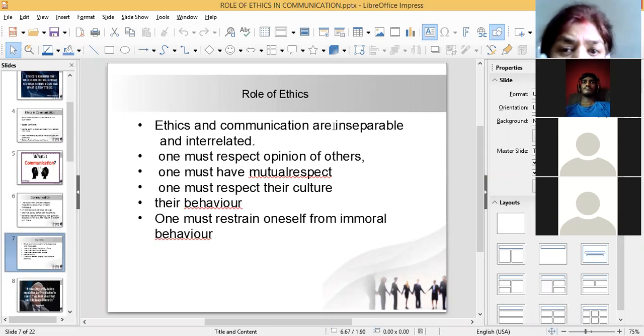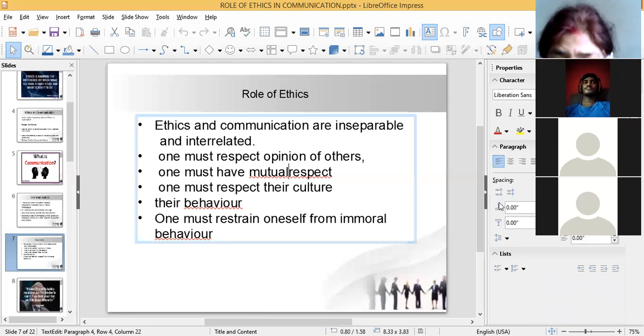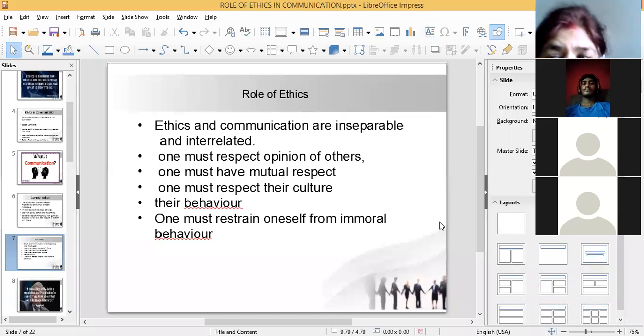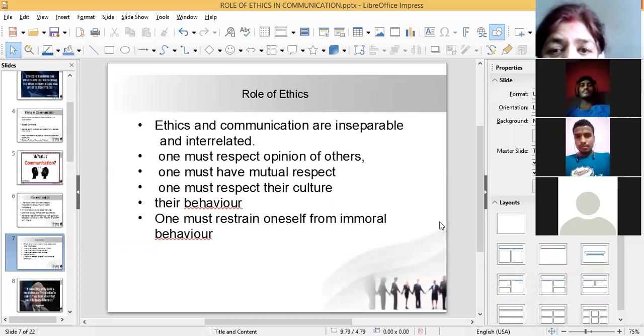In business house, in business communication, there are a lot of ways to decline, a lot of ways to give feedback which can be rather motivating. But then the only two choices that we have, either we are speaking to make others feel happy, or we are speaking to make others feel bad. There's no third choice. The communication and ethics are inseparable.